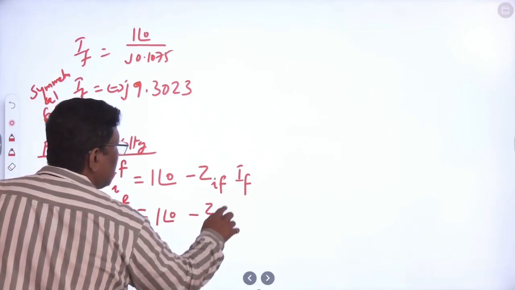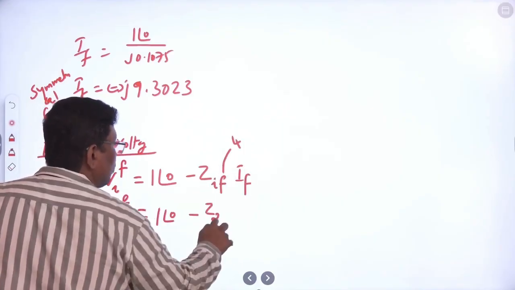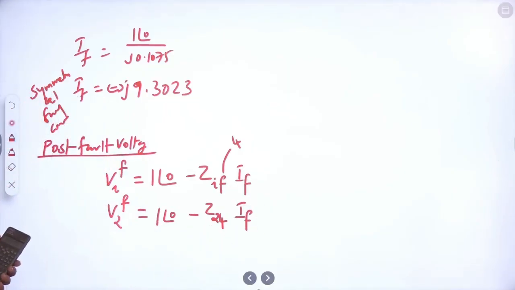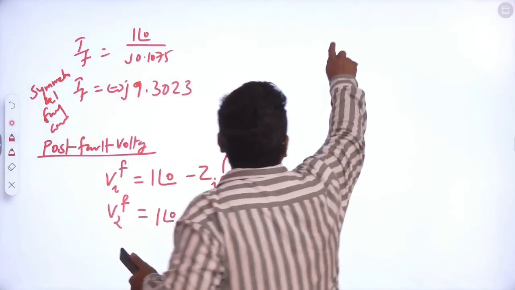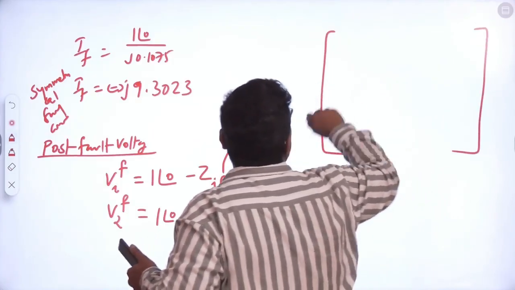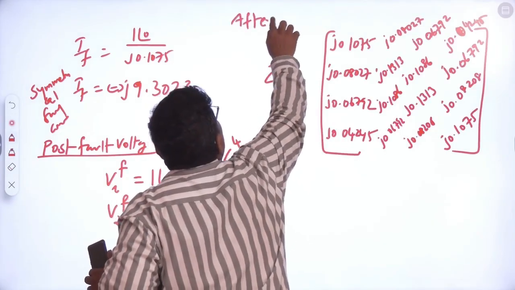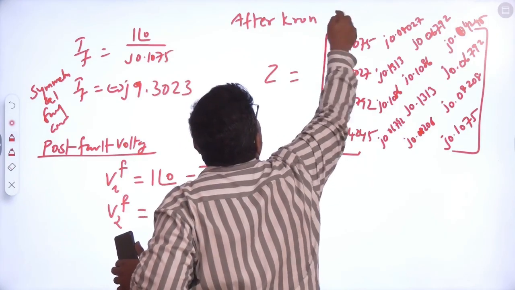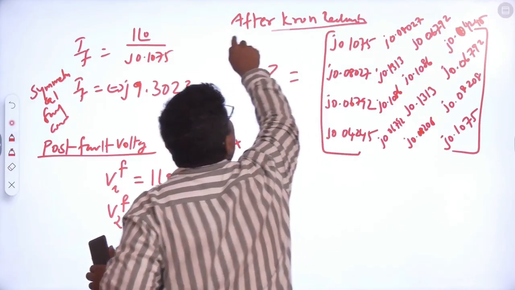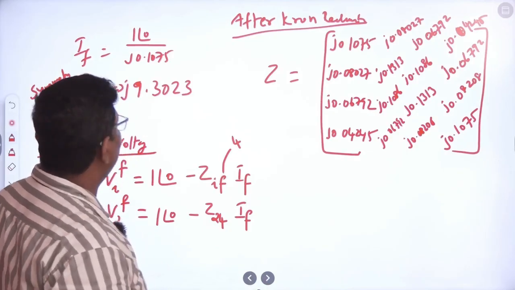So Z2, this F represents the fault location bus number. The fault location number is 4, so Z24 into I_F. Now check the matrix. After applying Kron reduction, we are getting a 4x4 matrix. This is the final one after Kron reduction, and this is the original Z bus matrix. So this is the original 4x4 matrix value.